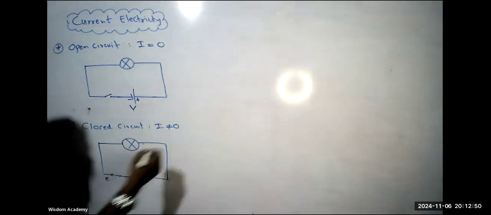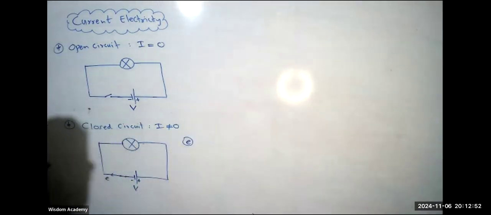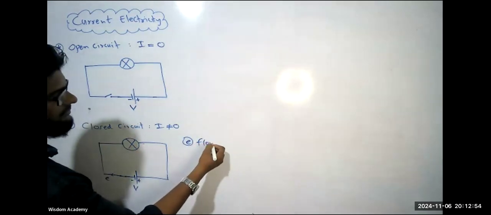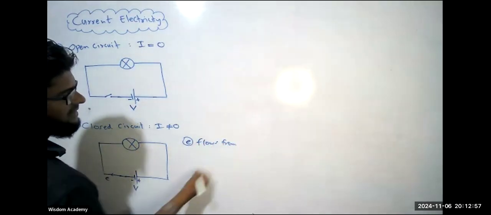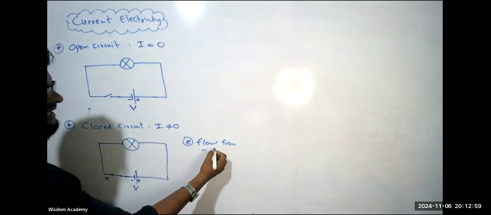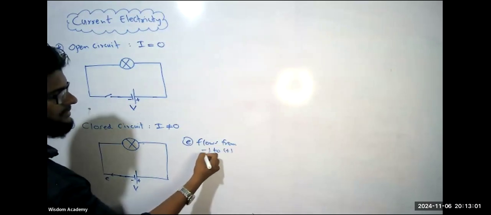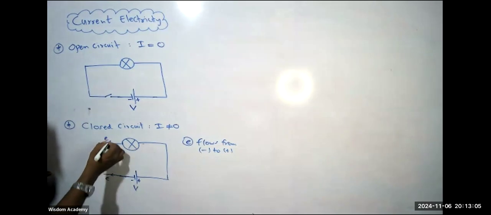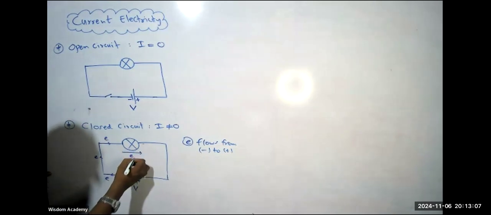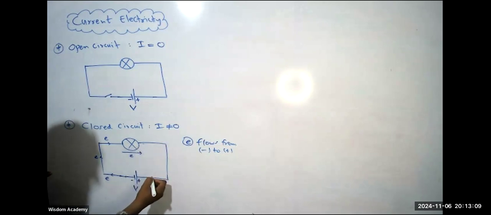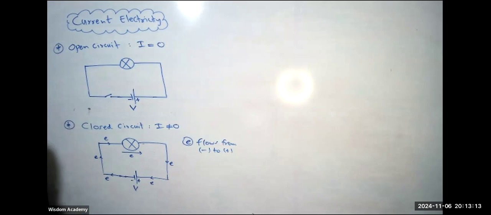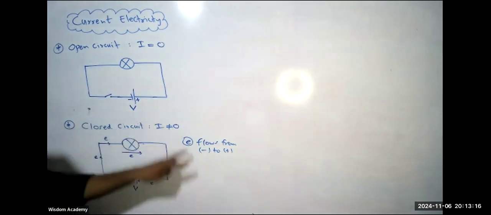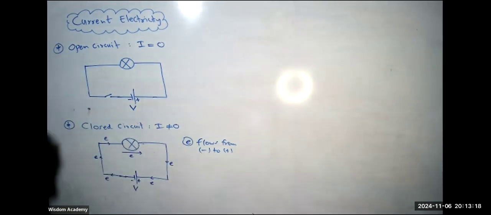So you can see here electrons flow from the negative terminal to the positive terminal. This is the pathway of the electron. It goes across and comes back to the positive terminal. So electrons flow from negative terminal to positive terminal.